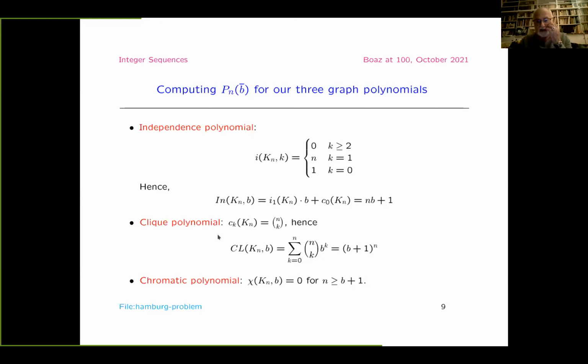In the clique polynomial, it is similar. The number of cliques of size k in a clique of size n is n choose k, and hence we can again compute this polynomial. And in the case of the chromatic polynomial, we know that if n is bigger than the number of colors, then the polynomial is 0.